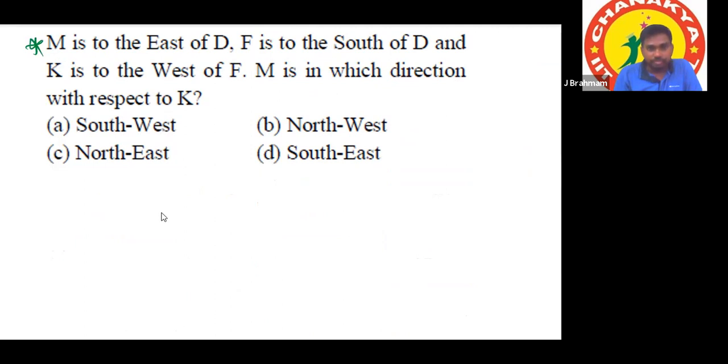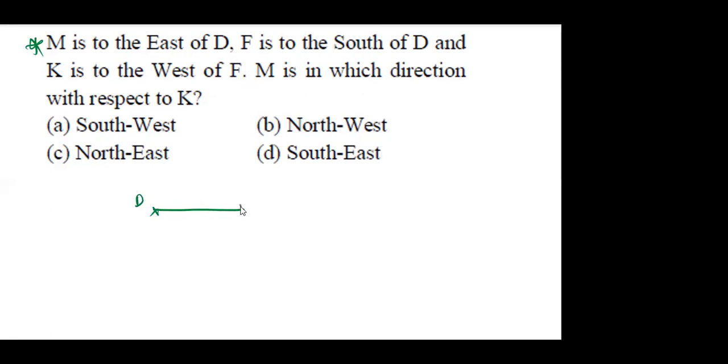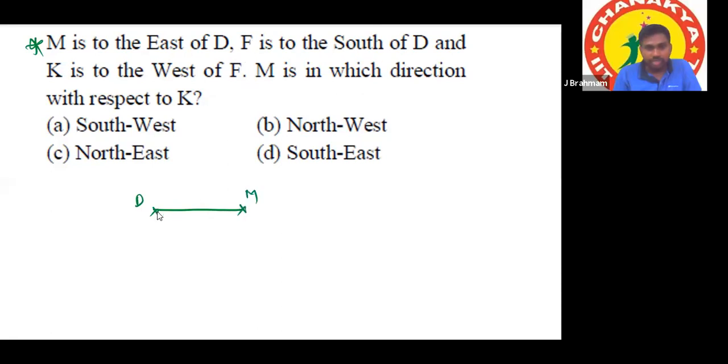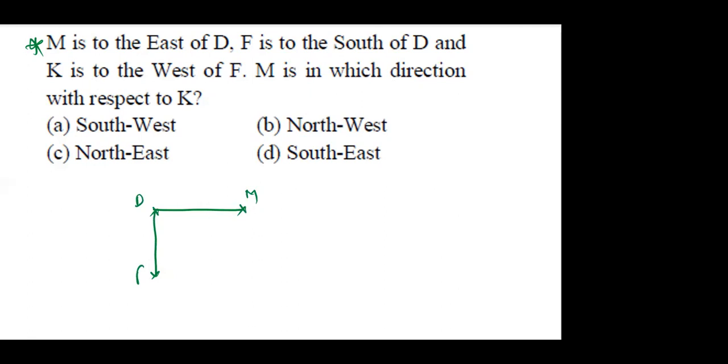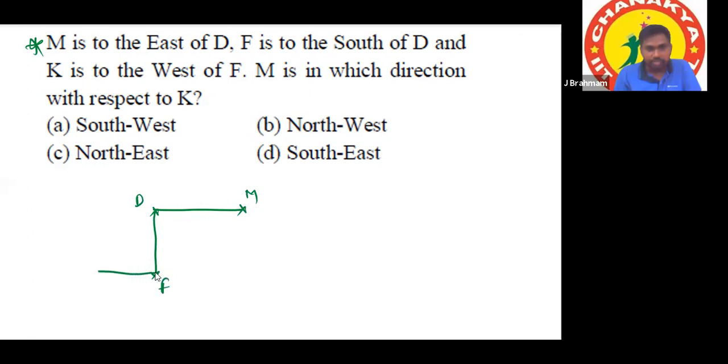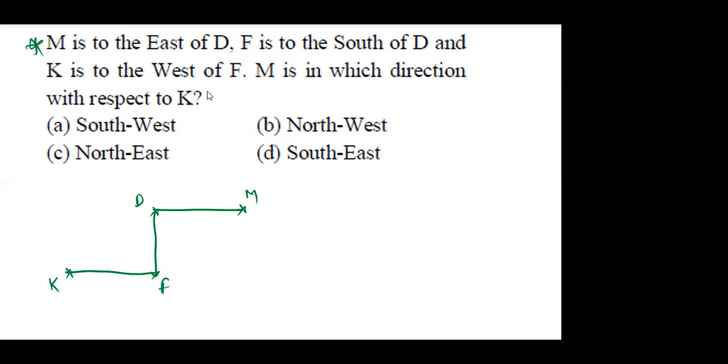M is to the east of D. This is D, and this side is M. F is to the south of D. This is F. And K is to the west of F. Okay, west of F. So it's northeast. This is F, and west of F is K. K is to the west of F. M is northeast.